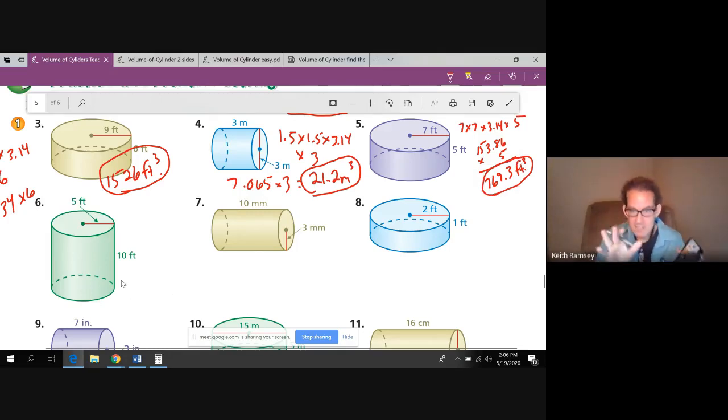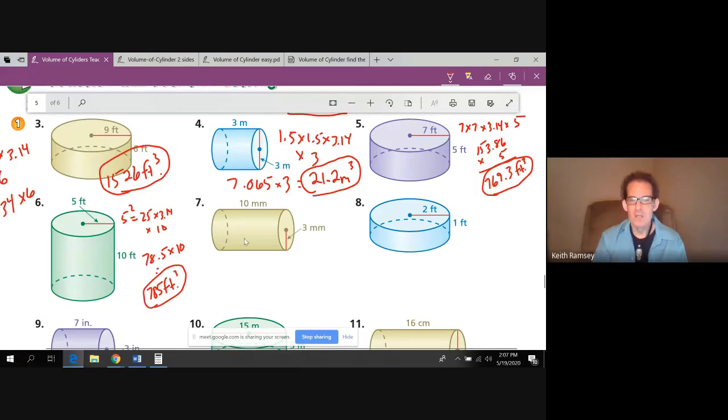Okay, let's look at number 6. Then I'm going to give you a chance to do a couple of these on your own. So I know 5 is the radius. So 5 squared is going to equal 25 times 3.14 times 10. The 25 times pi is going to equal 78.5 times 10. And I know when I multiply by powers of 10, I just move the decimal to the right one step. So this is going to equal 785 feet cubed. Okay, take a minute, try number 7 and 8, and if you have any questions, just ask, and then we'll go over those together.